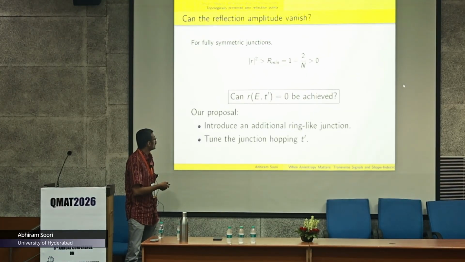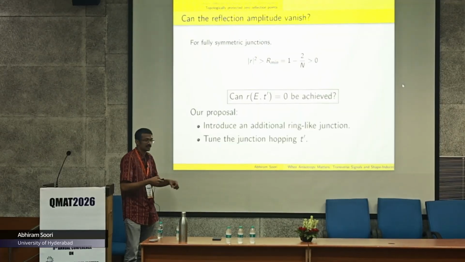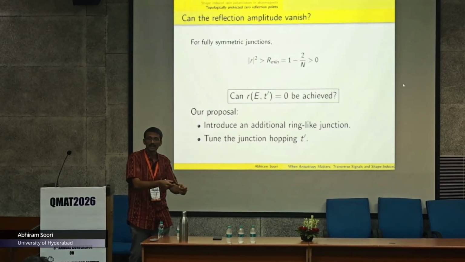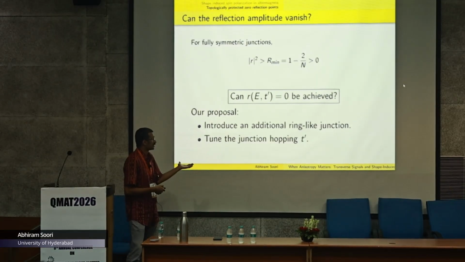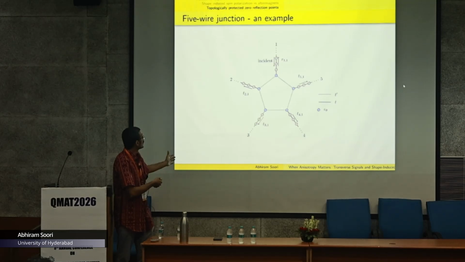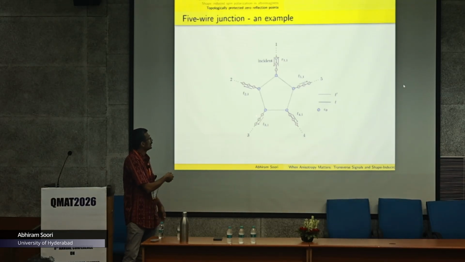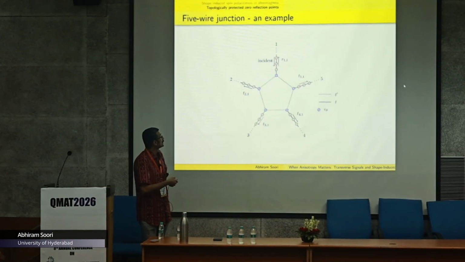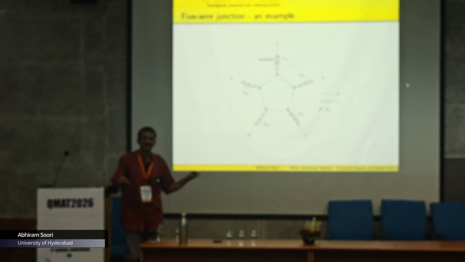Instead of making this junction where all the quantum wires meet at a single point, you make a ring-like structure in the junction and tune the junction hopping parameter T prime. For n equal to 5, I have the schematic here. This is the kind of junction I have. There is a polygon in the center. These are the lattice points which have an on-site energy epsilon naught, and the hopping between the sides of the central polygon is T prime, and the hopping in the quantum wires is T.